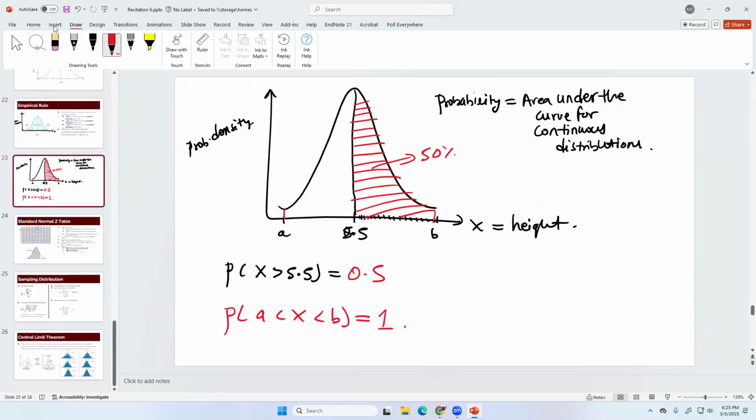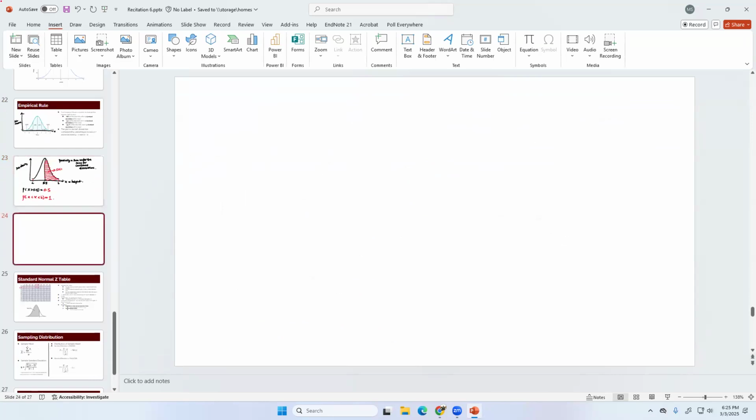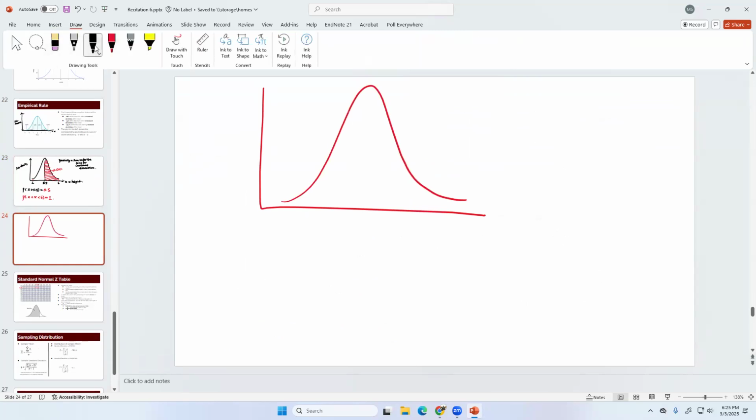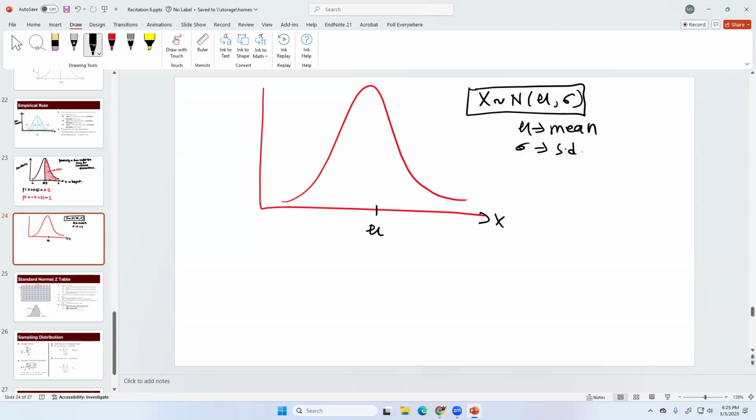What do I mean by this is the following. Say this is the mean. Say X, do you guys know this form? I'm saying X follows a normal distribution with the mean mu and a standard deviation sigma. This is the mean, this is the standard deviation, right? Now, what does the empirical rule tell you? The first empirical rule tells you 68% of area between one standard deviation of the mean, right?